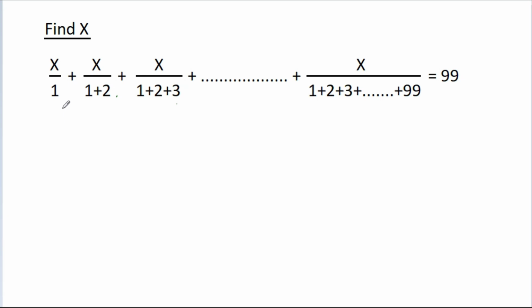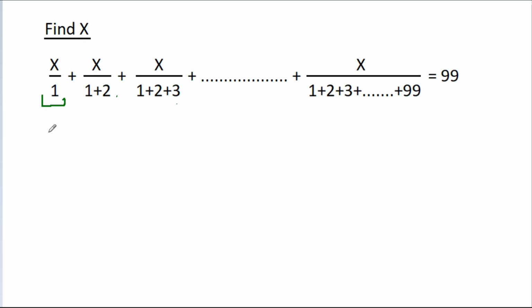In this video, we have been given that x by 1 plus x by 1 plus 2 plus x by 1 plus 2 plus 3 plus up to x by 1 plus 2 plus 3 plus up to 99 is equal to 99. Then we have to find x.